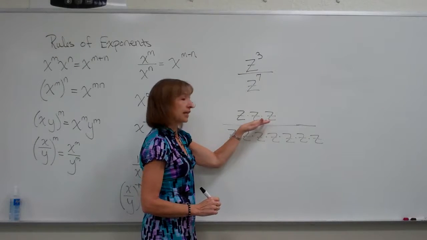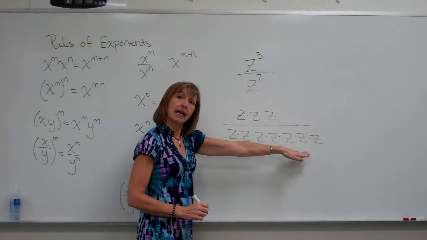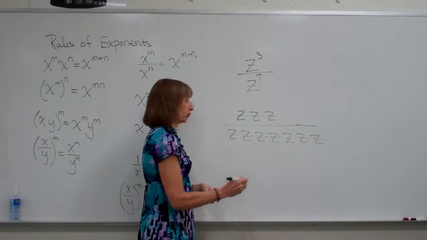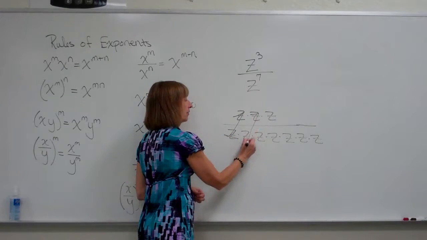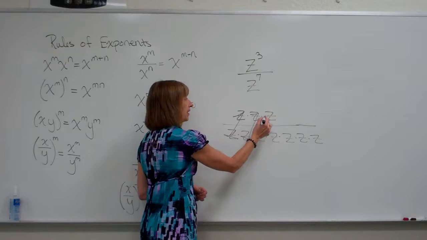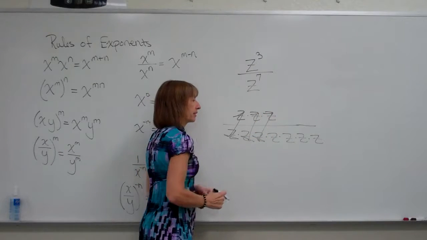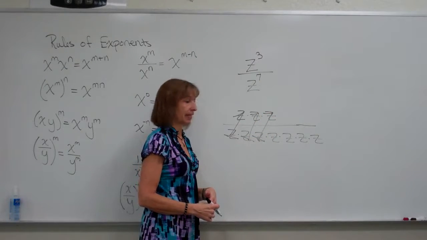Now, since it's all attached by multiplication in the numerator and the denominator, I can remove the common factor pairs. So here's a common factor pair of z's, here's another common factor pair of z's, and then another pair of common factor of z's from the numerator and the denominator.